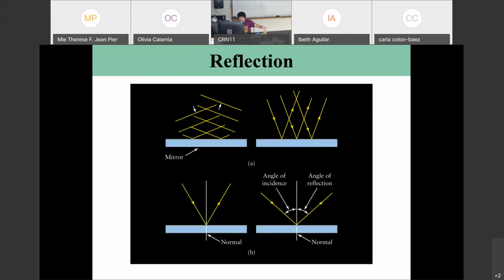Reflection. If you have a mirror and a light source, a laser pointer maybe, and the mirror is flat, shiny and polished, you will have your reflection there, where the angle of incidence is equal to the angle of reflection. And then you have a normal line. Okay? That's called specular reflection. You can normally have that in a mirror or in the surface of a calm pool or lake.